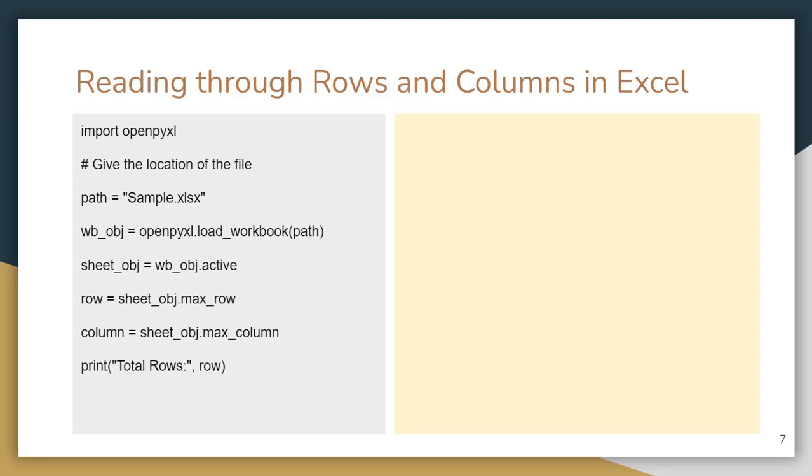Print, under double quotation, "total rows:", comma row, that returns the maximum number of rows that contain values. Print "total columns:", comma column, that returns the maximum number of columns that stored data. Print \n for the next line, the value of total columns.